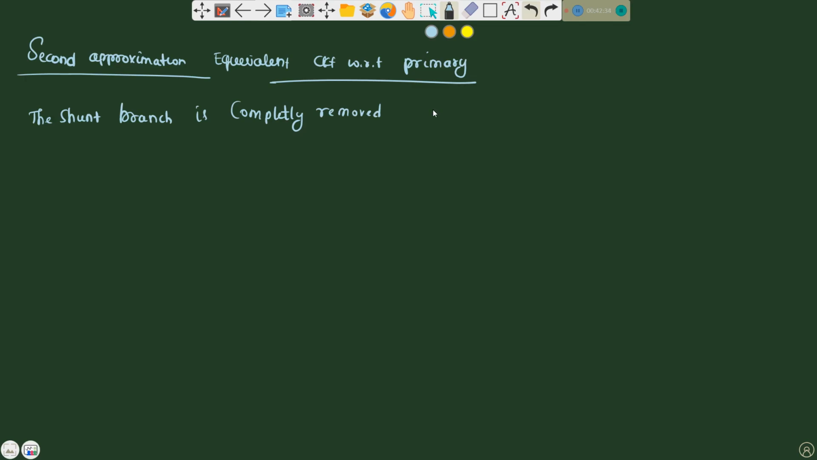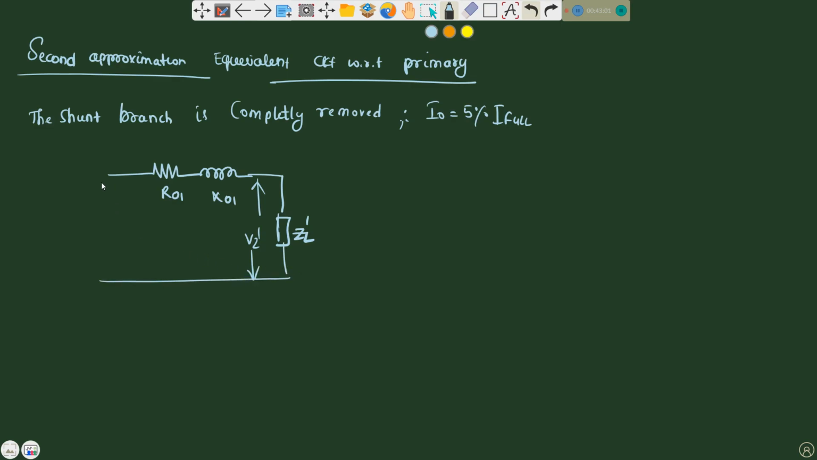Why? Because I naught is only 5% of full load current, and it can be neglected. So the circuit will be R01, X01, there will be a ZL dash, that is the load impedance, and here it will be V2 dash, correct? Here it will be V1, and I2 will be I1 dash. Understood?